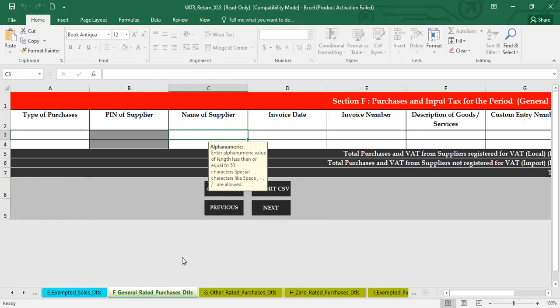Now let's say we are importing goods. I saw actually on the screen, I'm seeing custom entry number. These numbers, where do I get this from?